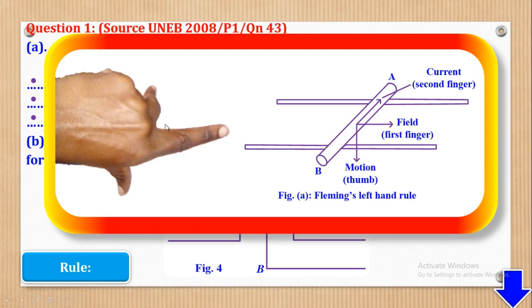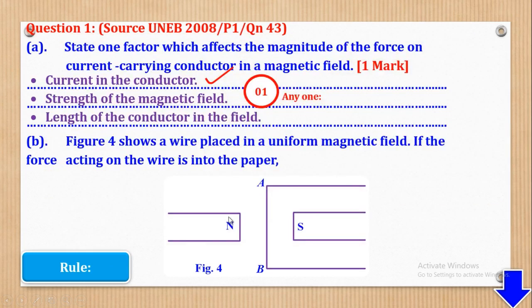So when you do that, you realize that the second finger, which denotes the direction of the current, is going the other side, meaning the current is flowing from B to A. Therefore we shall come on our diagram and locate our arrow B to A. So that will be the direction of the current.